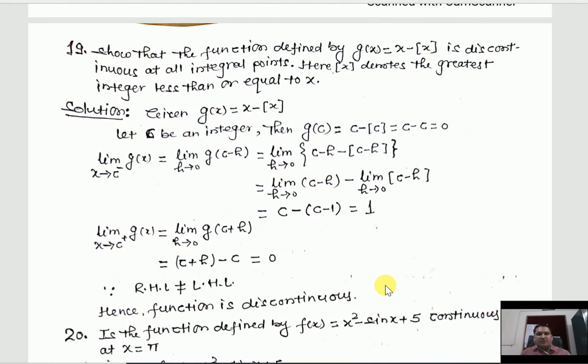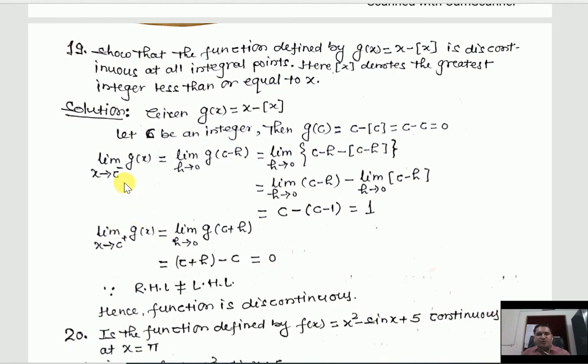Question number 19. Show that the function defined by g(x) is equal to x minus the greatest integer function of x is discontinuous at all integral points. Here [x] denotes the greatest integer less than or equal to x. So it is given that g(x) is equal to the value which is given, you have to note down. Now let c be an integer, then g(c) will be equal to c minus the greatest integer of c, that value will be c only, that is 0.